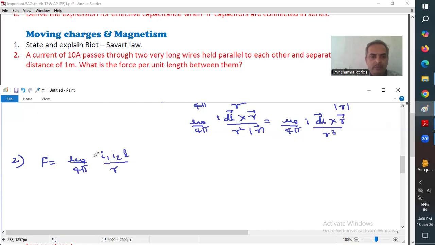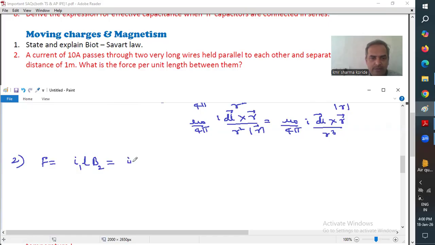So therefore, mu naught by 2 pi, because the simple formula will be F is equal to I into L into B. The magnetic field due to a straight conductor will be... suppose, let us say, the force on the first one carrying current I1, this is falling in the field of the second.